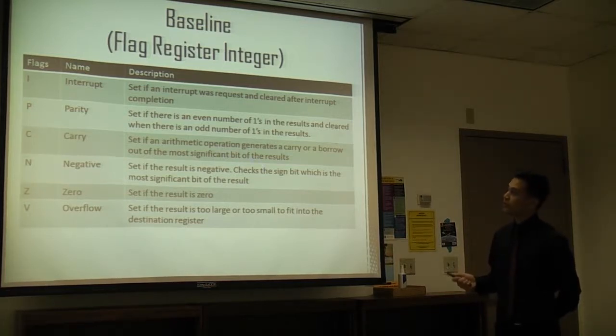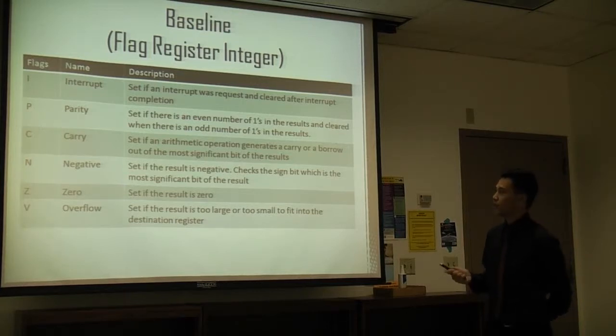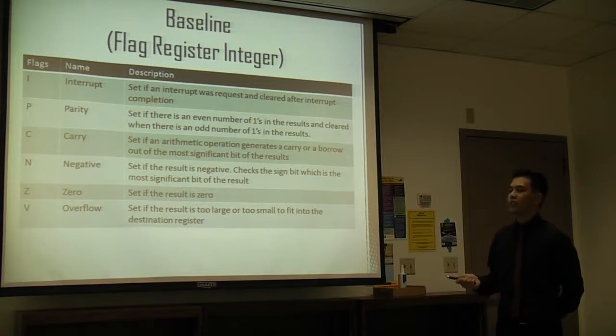For negative, we check the most significant bit to see if it's negative. A 1 means negative, and a 0 means positive. For zero, we just check if the result is equal to 0. And for overflow, if the result is too large a positive number or too small a negative number, then we set the overflow flag.